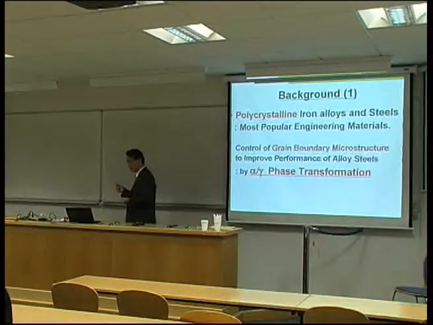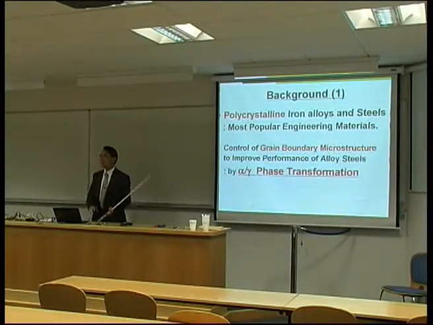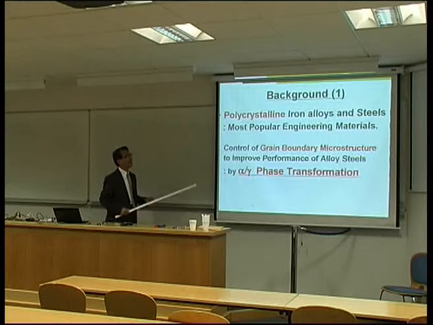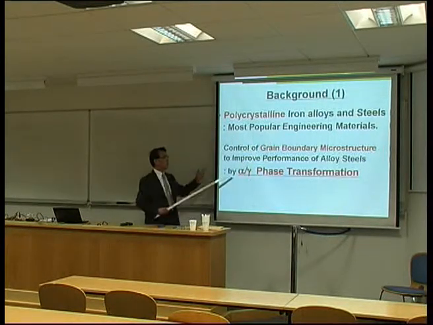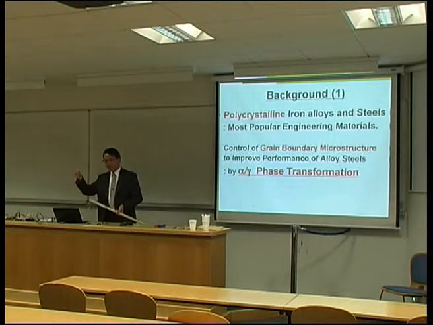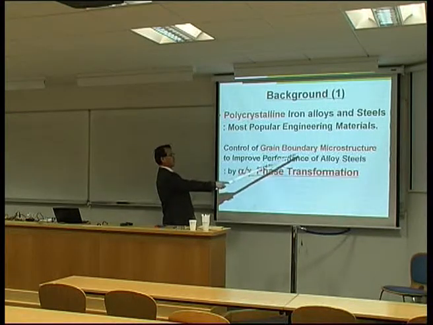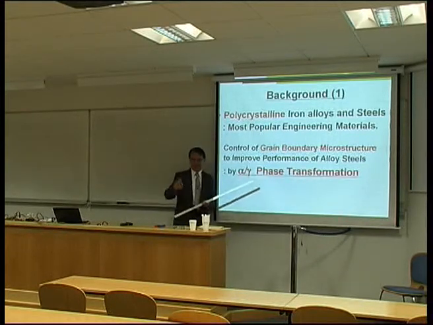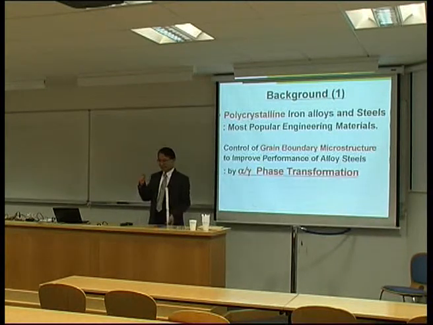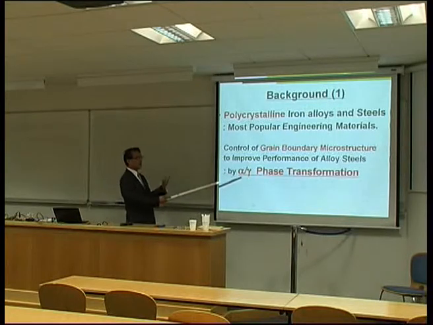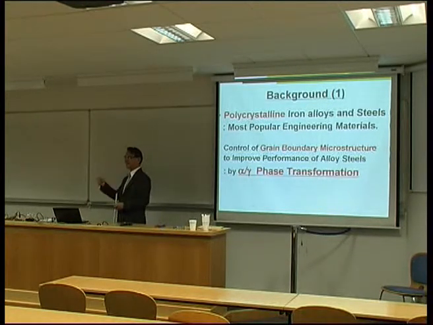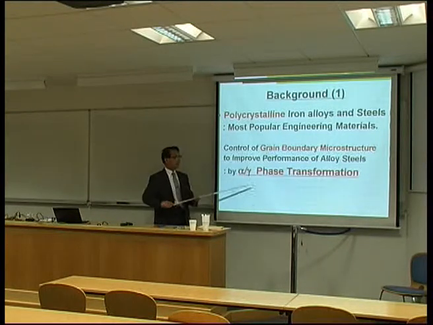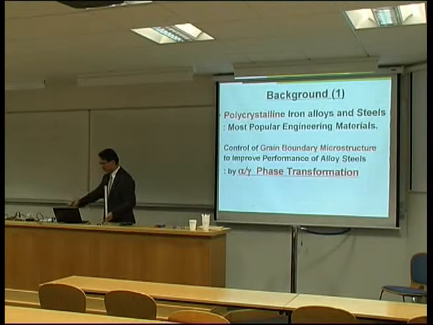The motivation of this work is that most engineering materials, as I already mentioned in the previous two lectures, are polycrystalline materials. So for the control of the microstructure, we have to control the grain boundary microstructure to improve the performance. Take for example iron and steel. In iron and steel, the alpha-gamma phase transformation is the most popular phase transformation. So we are very much interested in how the grain boundary microstructure can affect the phase transformation. This is one of our motivations.